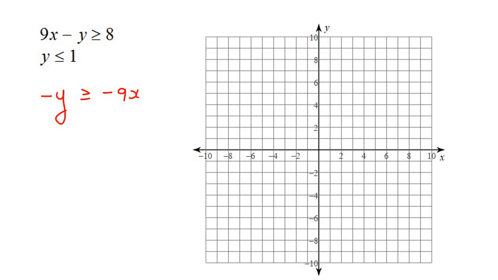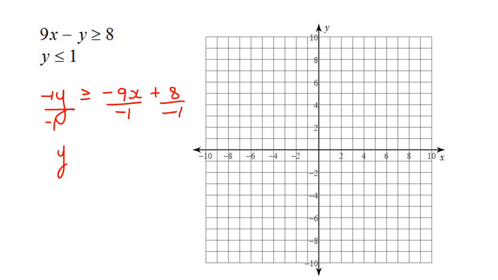So I'm going to take the 9x over to the other side like that. Then I'm going to divide everything by -1. We're going to divide everything by -1 like that, Kevin. Okay. And that's just to get this y by itself.